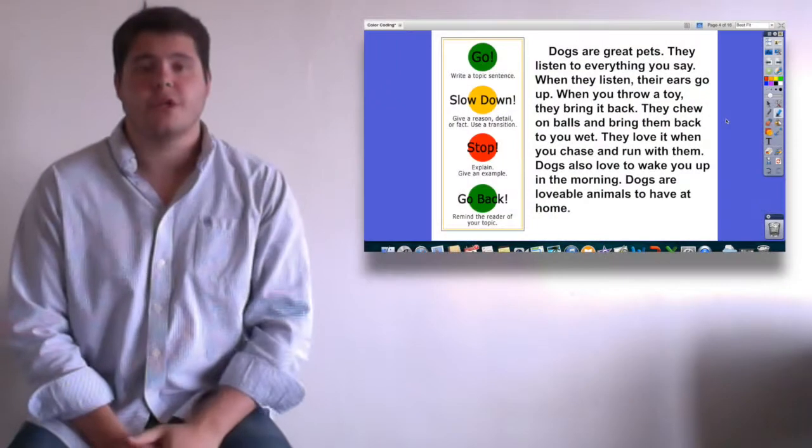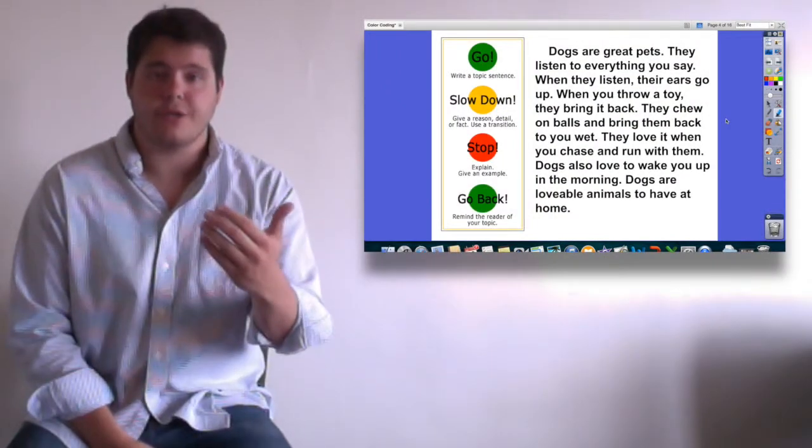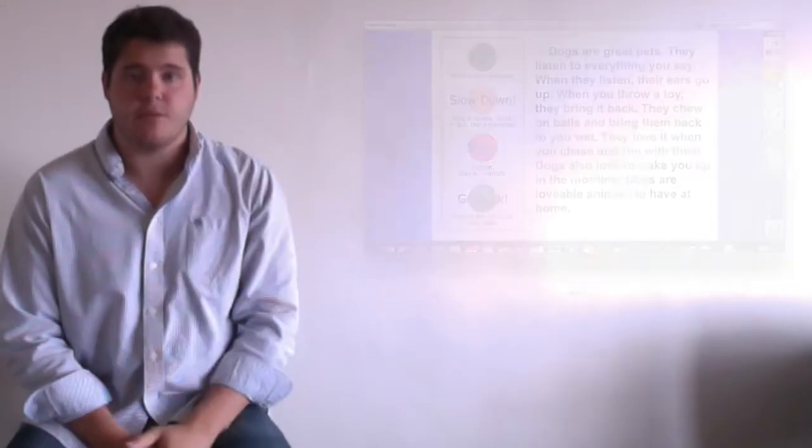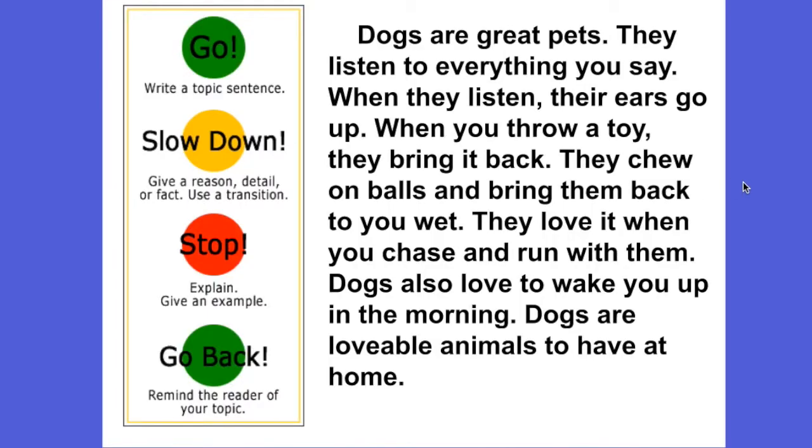The next part here, I'm going to give you an example paragraph, and we're going to read it together, and I'll show you what I mean. All right, here's an example paragraph. Let's see if we understand what we're learning here. Here's the first sentence. Dogs are great pets.